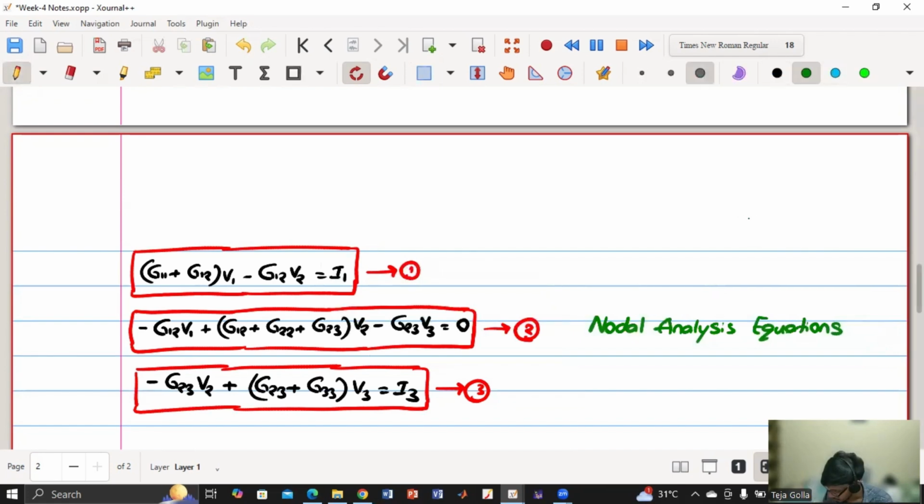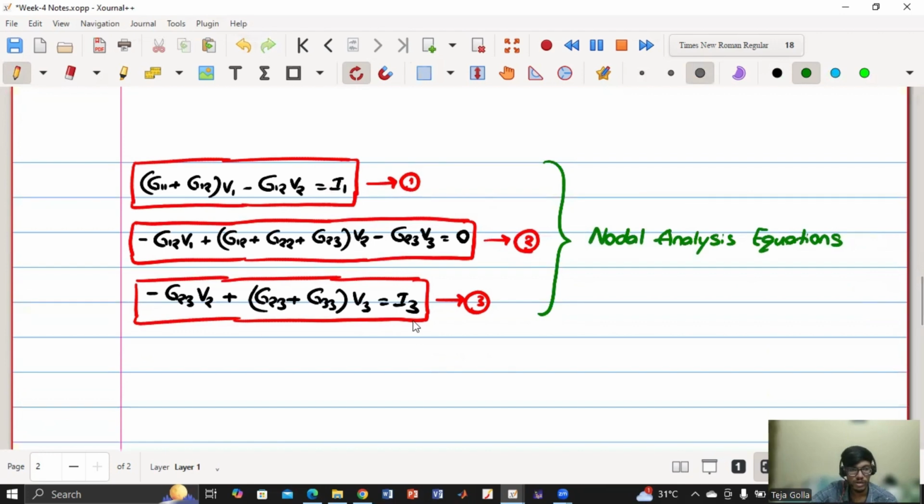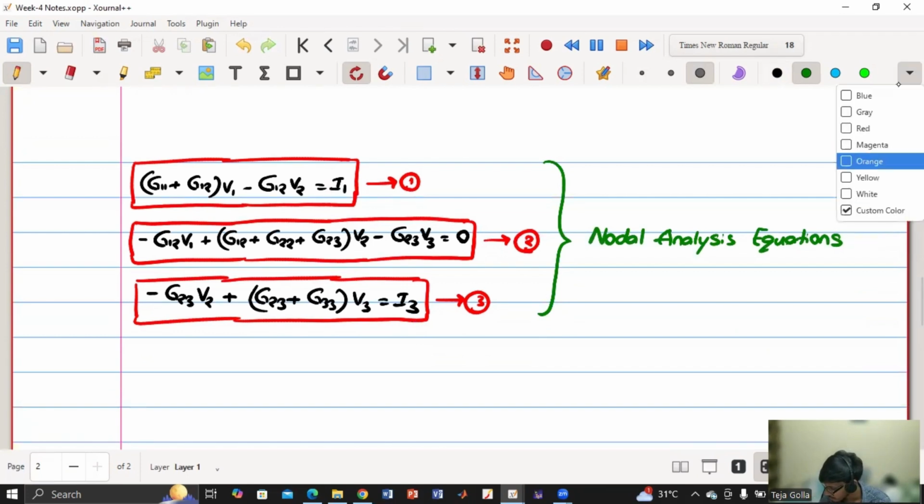So these are the nodal analysis equations. Now we'll be writing this in terms of a matrix multiplication so that it would be easier to realize as well as easier to solve. So how will we be writing it? We'll be writing it in this format.